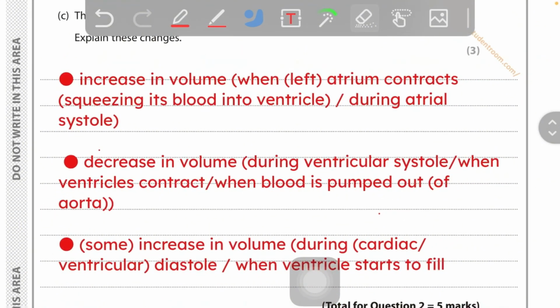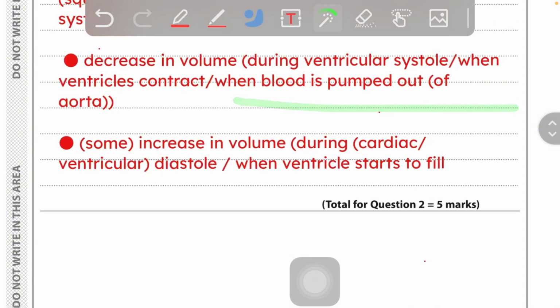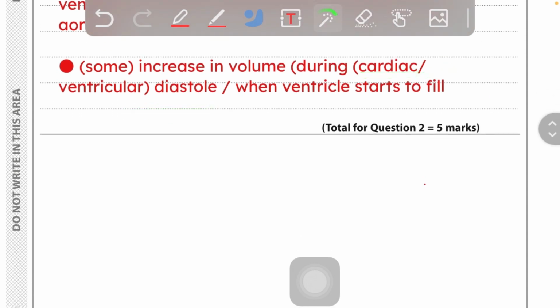Increase in volume when the left atrium contracts, squeezing its blood into the ventricle during atrial systole. Decrease in volume during ventricular systole, when the ventricles contract and the blood is pumped out of the aorta. Some increase in volume during ventricular diastole, like the diastole of the total heart, when the ventricle starts to fill. In the diastole process, the heart starts to fill again. I hope I made it clear.